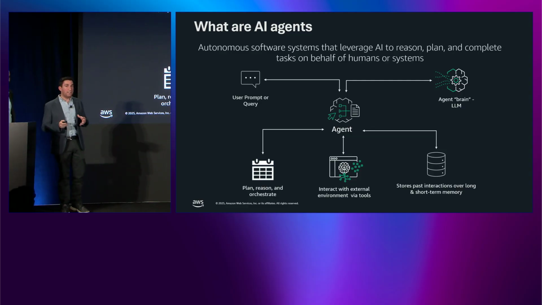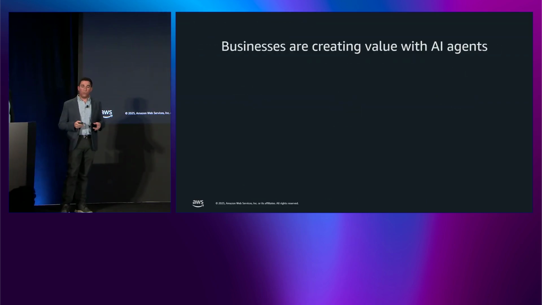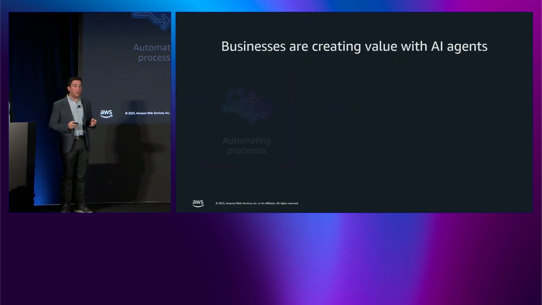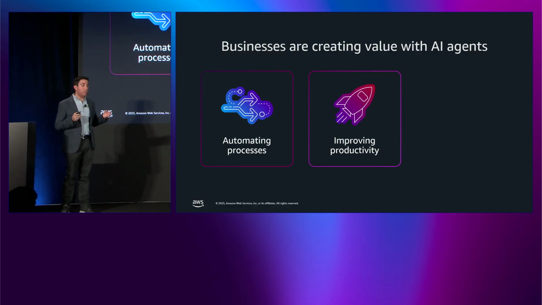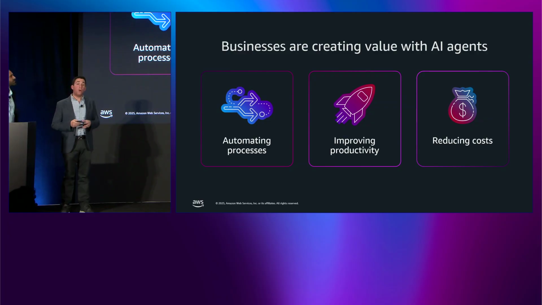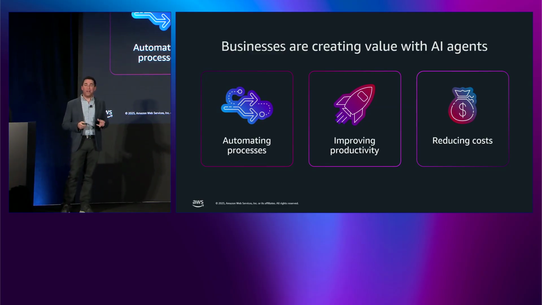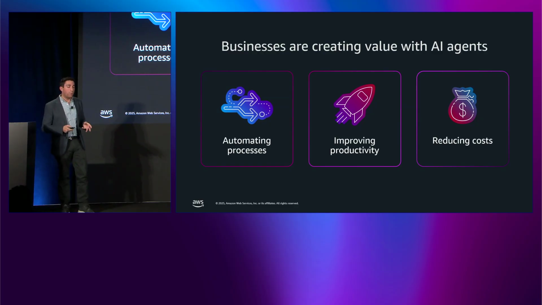So it's been fascinating to see the evolution from Gen AI into agentic AI, but how are customers really using agentic AI in their workflow? When we talk to customers, it's fundamentally three primary outcomes that they're trying to drive. They're trying to automate business processes, improve their productivity, or reduce their costs. This is why Gartner thinks that by 2028, over 33% of enterprise software is going to include agentic AI, up from just 1% today.